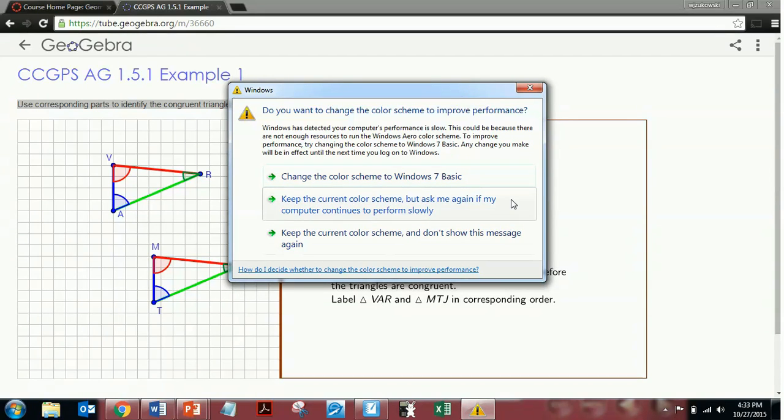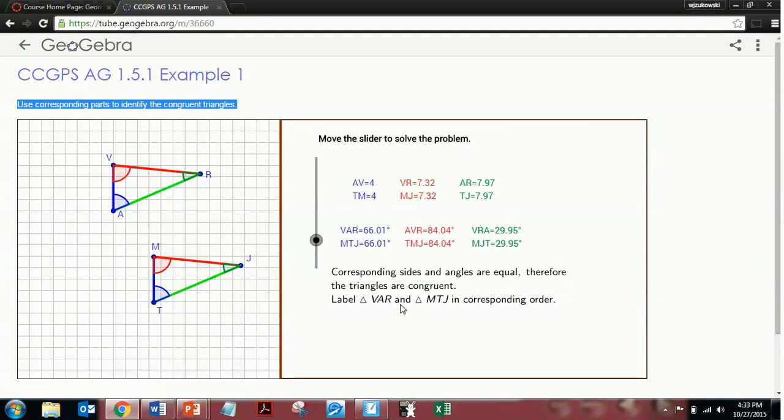So I better do something about this. Keep the current color scheme at SP and get it my computer. Don't show that again. Thank you.